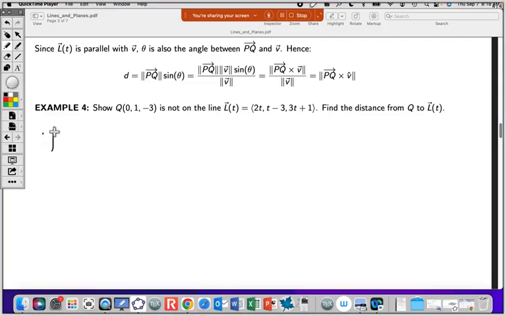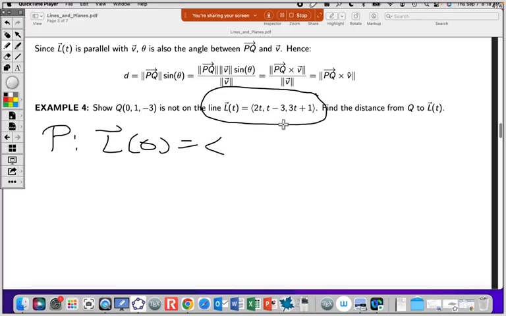So first thing is you've got to find a point P on the line. So what's the easiest one? So this L of t gives you all the points on the line. So what's the easiest value of t to plug in to get a point on the line? So plug 0 in. That's going to give us 0, negative 3, 1. So that's going to correspond to our point P.